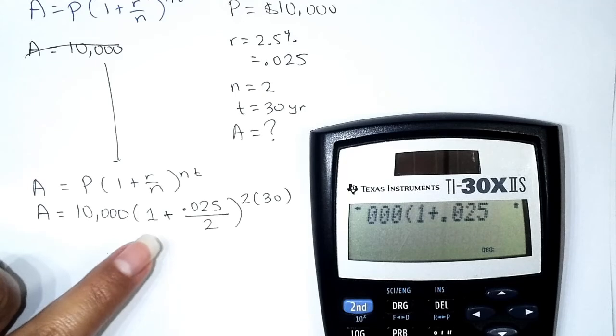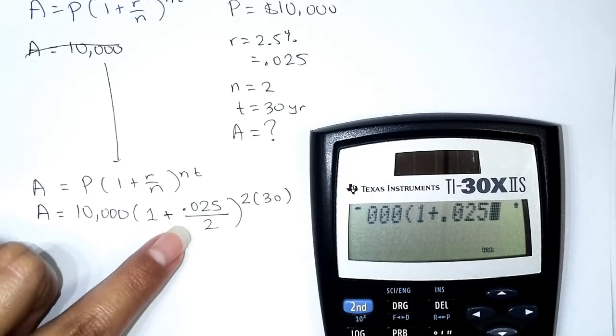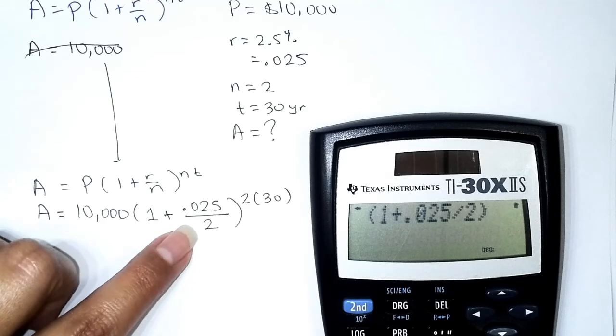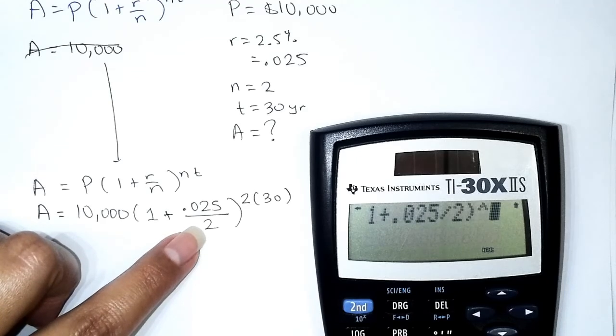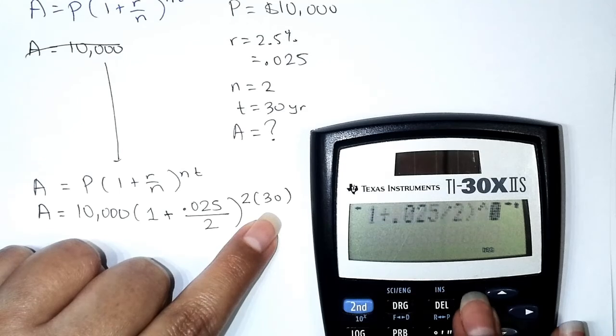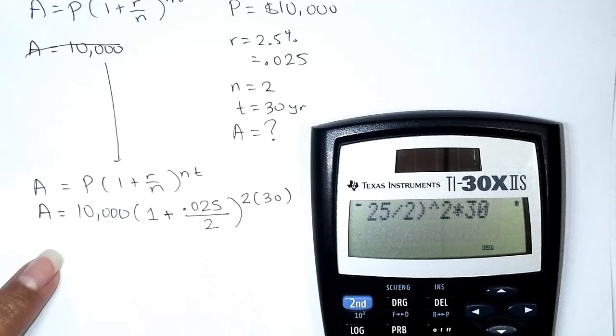So we have 10,000 times (1 plus 0.025 divided by 2). Close that grouping symbol, and then raised to, where am I? Raised to the 2 times 30. You can enter 2 times 30, or you can just enter 60. Bear in mind that if you enter 2 times 30, the worst thing you can do to yourself is write it correctly on paper but punch it in wrong.